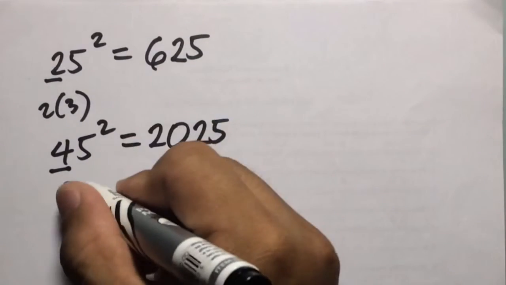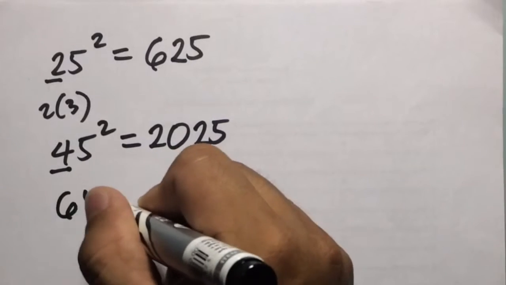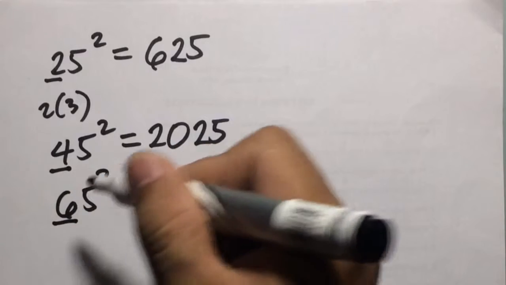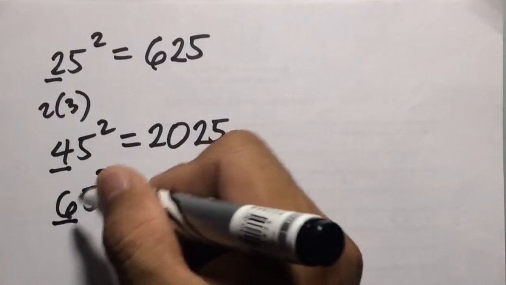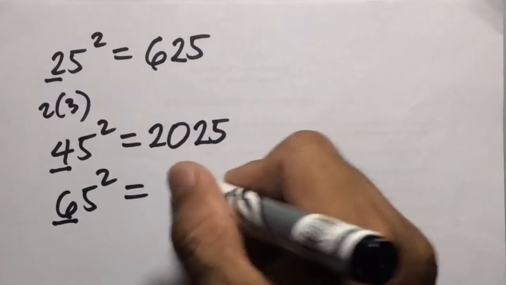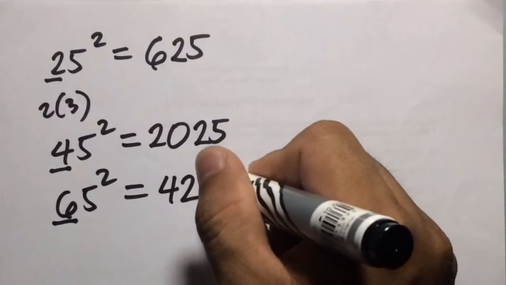Next, let's have 65 squared. So 65 squared, the first digit is 6. Then you're going to multiply this by its next digit. So 6 times 7 will be 42. Then you're going to add 25.